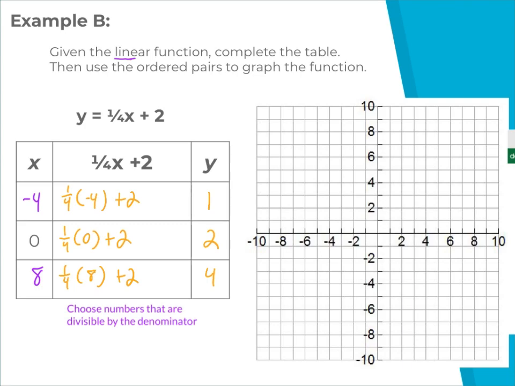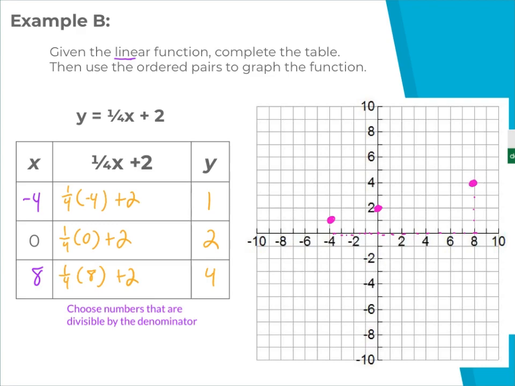So let's go ahead and plot them on there. So I've got -4, so I'm going to go over to -4 first, up to +1. Then I've got 0. Again, this is going to be my y-intercept because it's going to be where it crosses the y-axis. So 0, 2. And then the final point of my graph is going to be way over to 8. So I'm going to go all the way over to 8 and then up to 4. 1, 2, 3, 4. And again, you can see that my points make a straight line.